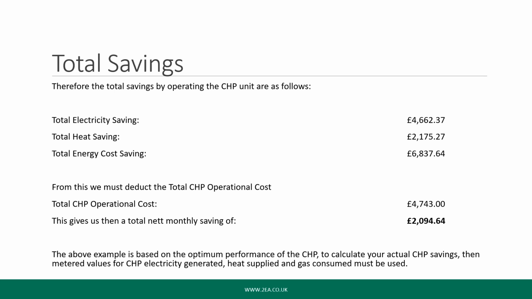So if we look at the total savings, we've got the total saving on the electricity, the total heat saving, which gives us a total energy saving of £6,837.64. However, from this, we must deduct the total CHP operational cost, which we know is £4,743. Therefore, this gives us a total net monthly saving of £2,094.64. Please note that the above example is based upon the optimum performance of the CHP unit. To calculate your actual savings, then metered values for CHP electricity generated, heat supplied, and gas consumed must be used.